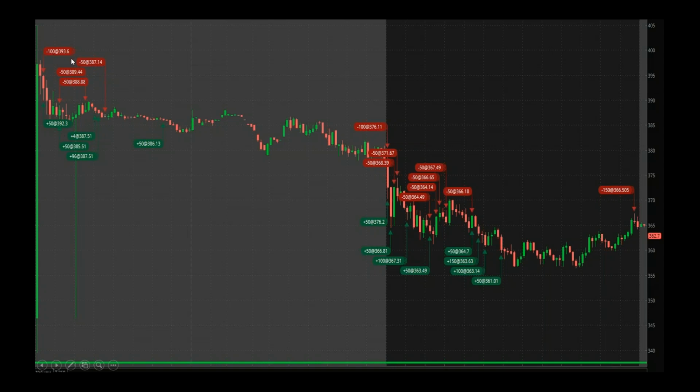I'd short 100 shares here, 50 shares here, and the stock would move $5, $6. If you have 100 shares short and the stock drops $6, then you buy it back $6 lower, you just made $600 or so. And my shorting continued.